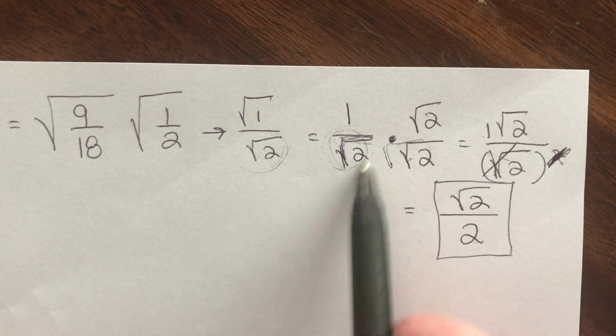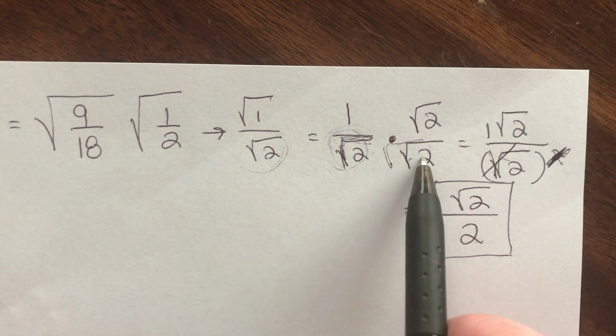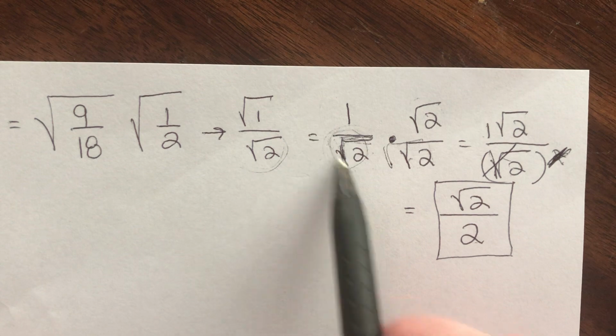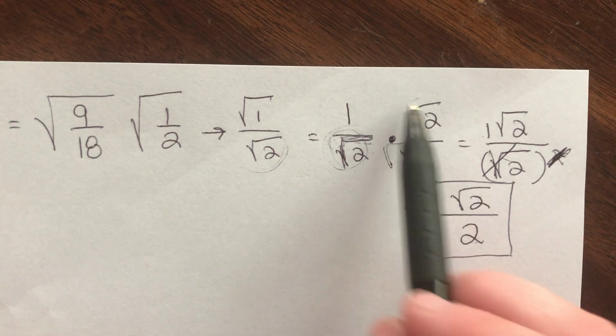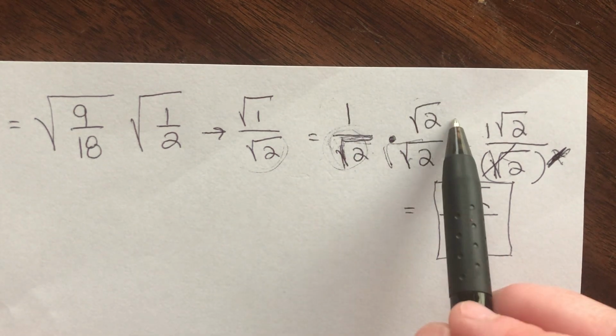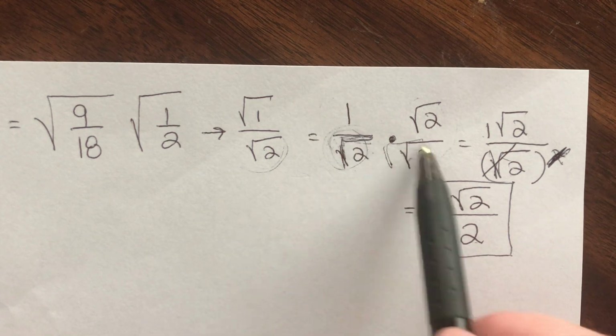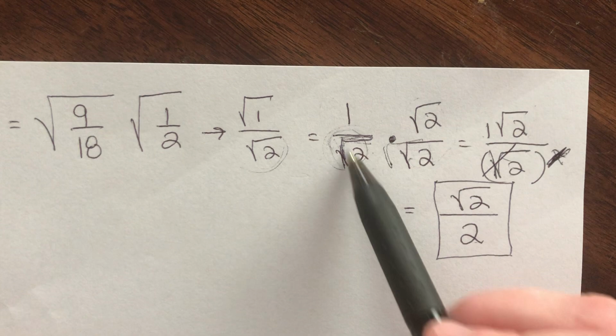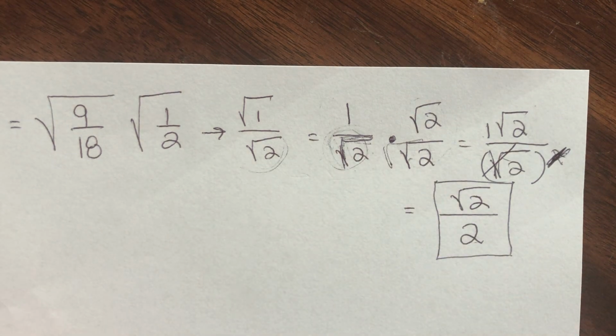And then you can't leave a radical on the bottom, so that's when I multiplied by the bottom. And I got to do the same thing to the top. Because really, I'm just multiplying this fraction times 1. A number over itself is equal to 1, right? So I didn't change the value of this. I just changed the way it looked. So then I end up with the square root of 2 on top, and the radical canceled on the bottom. Okay, hopefully that made sense.